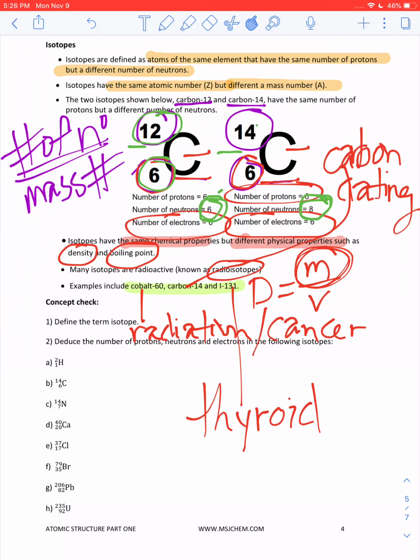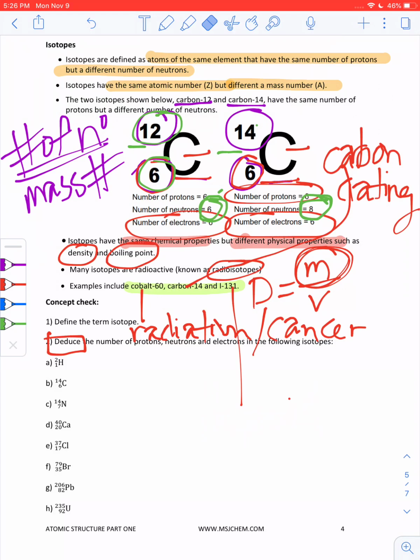So down here on this practice, it says deduce the number of protons, neutrons, and electrons. So I want to circle in on this word deduce, okay? Deduce means that you are figuring it out, okay? So if you see the word deduce, that's what it's asking you to do. And so on this one, I'm going to erase, all right, here.